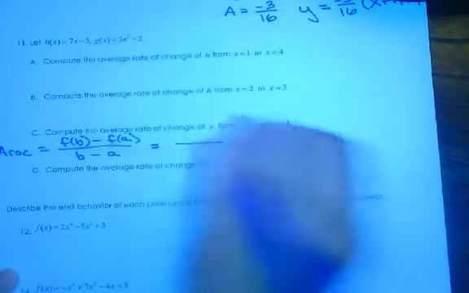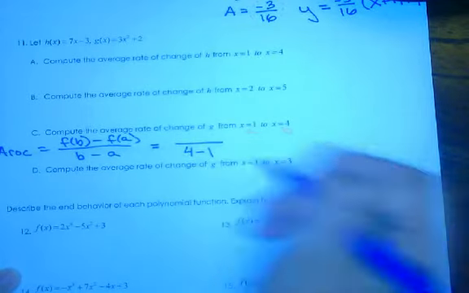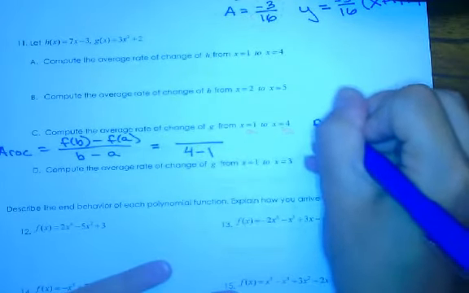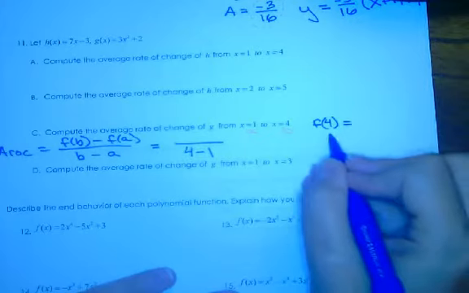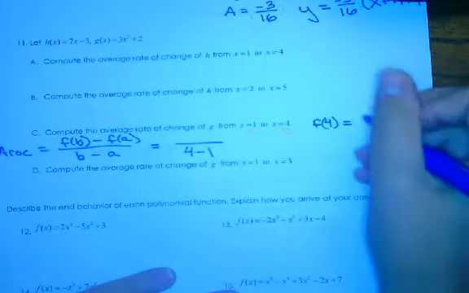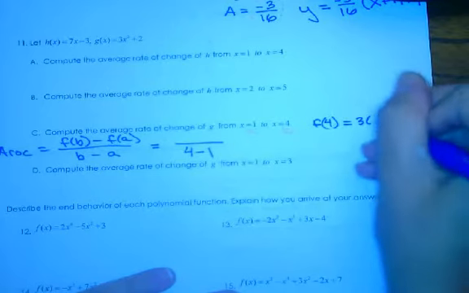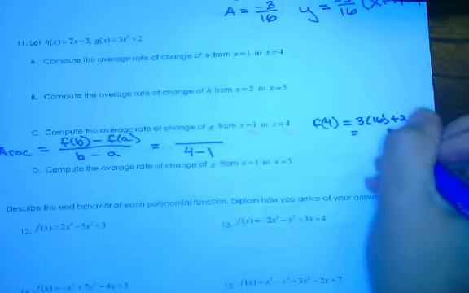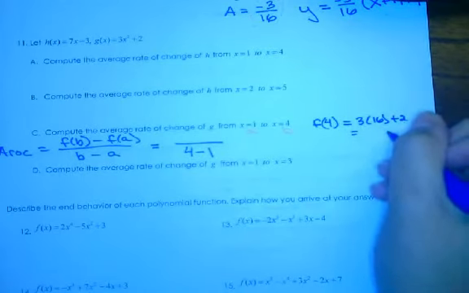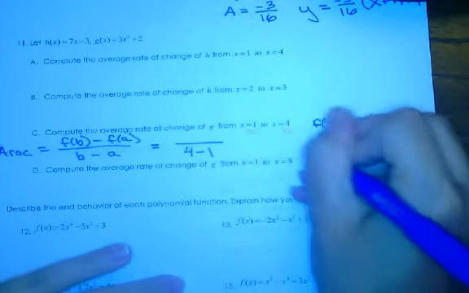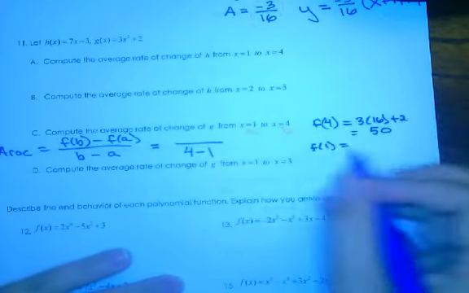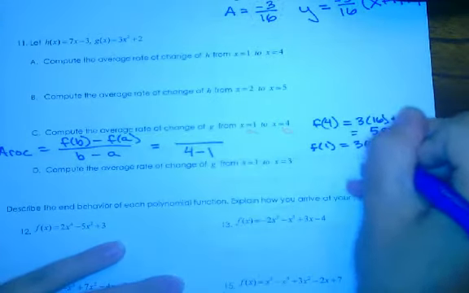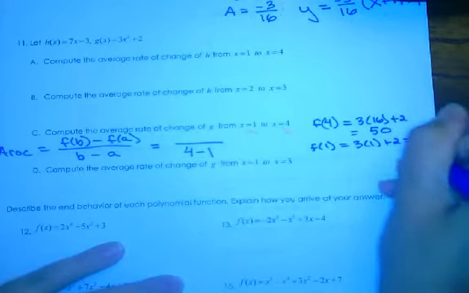The denominator is usually the easy part, so that'll be 4 minus 1. And then you might need to do a little scratch work off to the side here to figure out f of 4. Well, f of 4 means I need to plug 4 into this equation here. So that'll be 3 times 4 squared, which is 16, plus 2. So 3 times 16, right? You get 48 plus 2 is 50. And then I also need to figure out what f of 1 is. So f of 1, you plug 1 in. 1 squared is 1 times 3, so you get 3 plus 2 is 5.